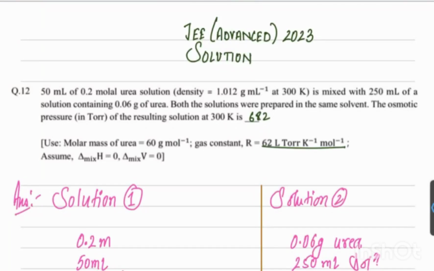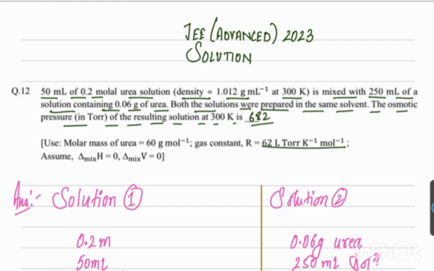So hello everyone, today we are going to discuss a question from JEE Advanced 2023 paper 2, which is from the solution chapter. In this question, what has been asked is: 50 ml of a 0.2 molar urea solution, density is given as this, at 300 Kelvin is mixed with 250 ml of a solution containing 0.06 gram of urea. Both the solutions were prepared in the same solvent. The osmotic pressure in torr of the resulting solution at 300 Kelvin is... so the answer should be 682.